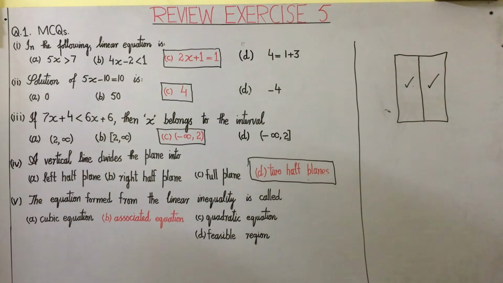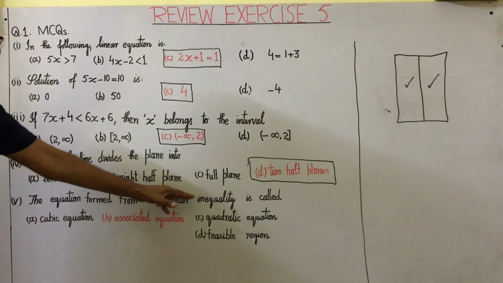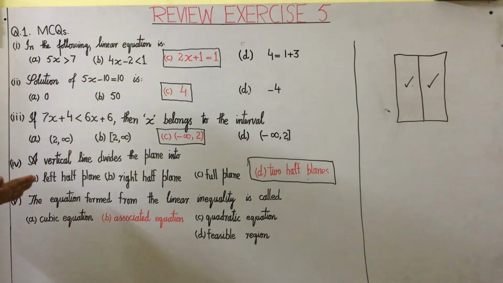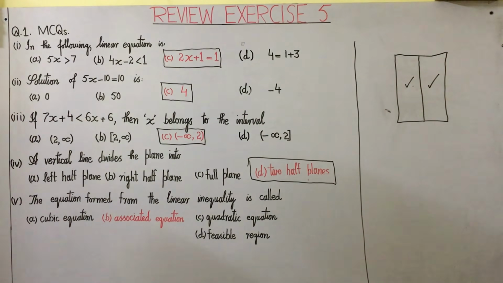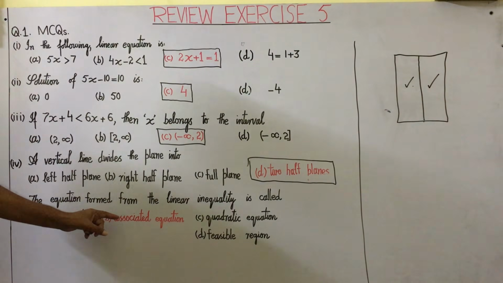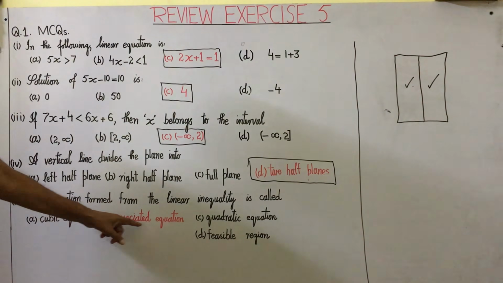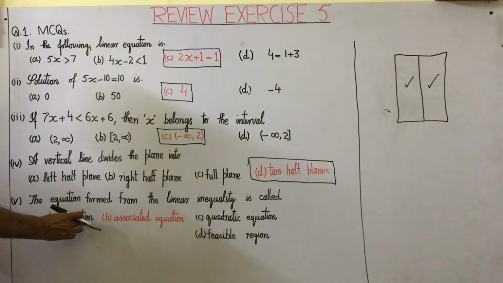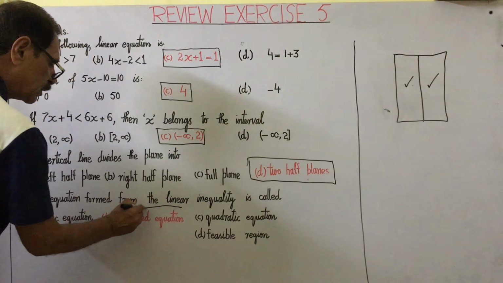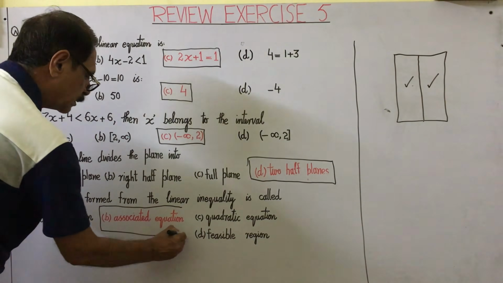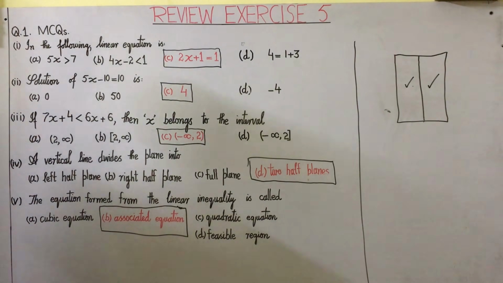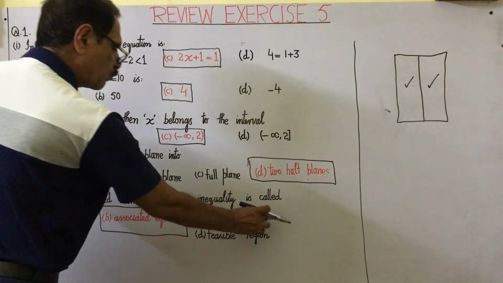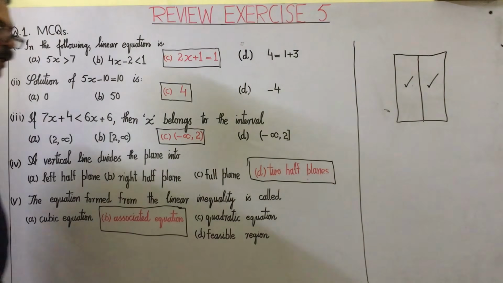Fifth MCQ, the equation formed from the linear inequality is called. You know the equations which we form from linear inequality are called associated equations or corresponding equations. Cubic equation, no. Associated equation, yes. Quadratic equation, no. Feasible region, no.